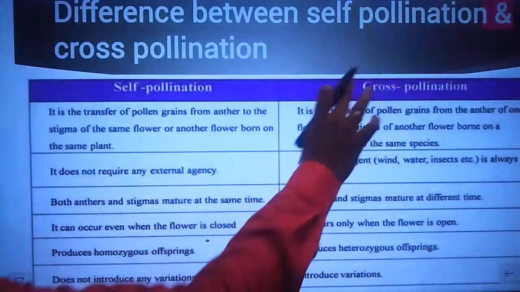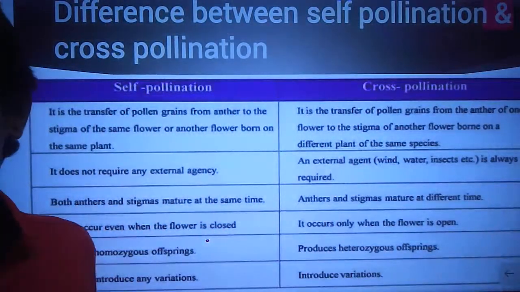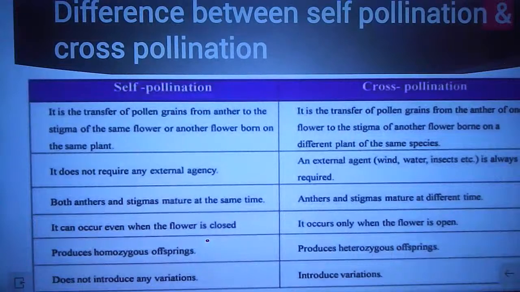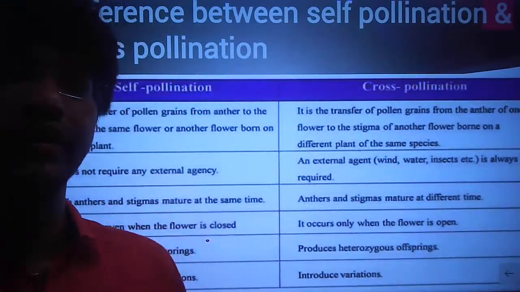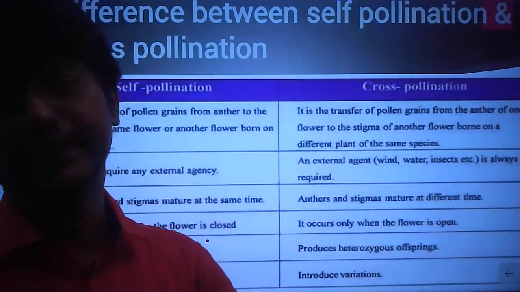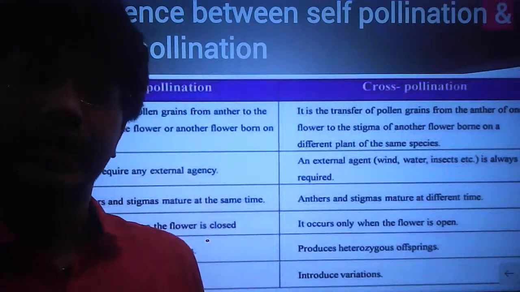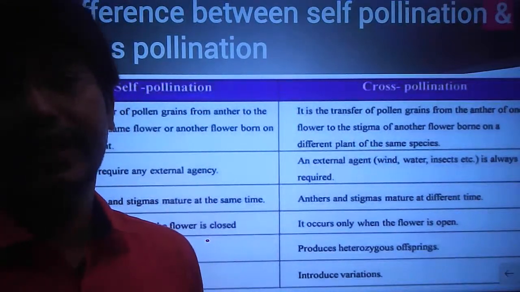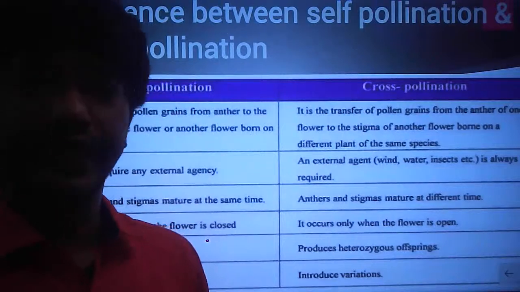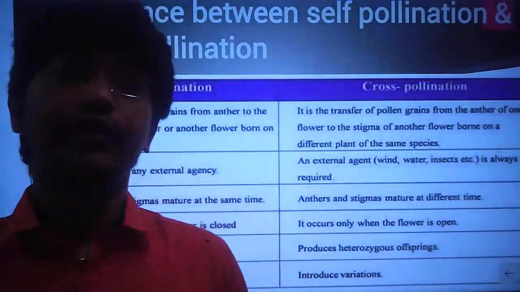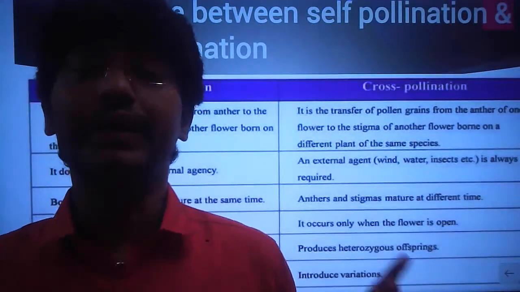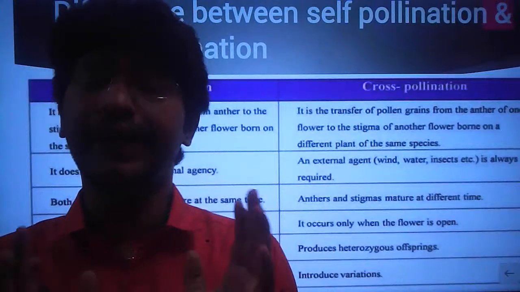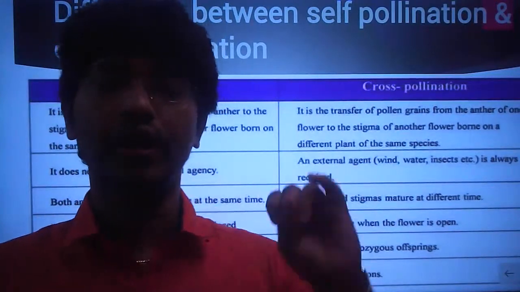Now, you can take the difference between self-pollination and cross-pollination. So, self-pollination, and also here, geitonogamy, Cucurbita you can take. The best example you can take is Cucurbita. These are the classical examples for geitonogamy, where you could see the flowers are different but present on the same plant. So this basic understanding is very, very important.